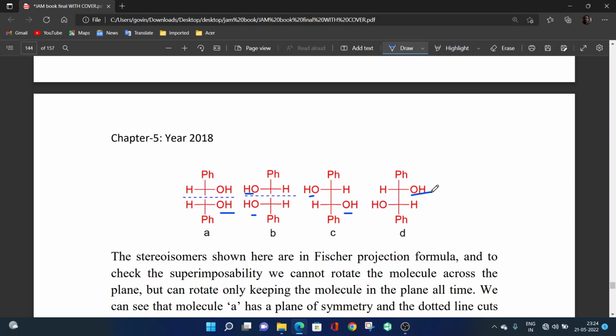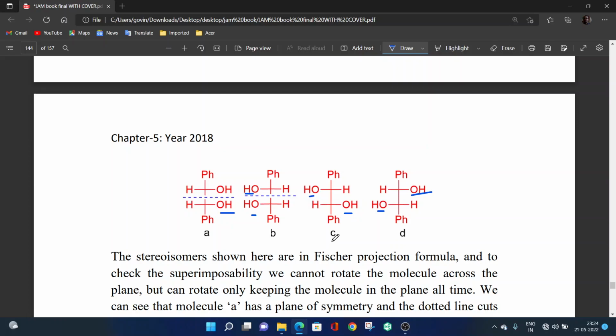Then top OH on the right and down OH on the left. These are the 4 possibilities. You can think for yourself, there is no more possibility, right? Now what is an enantiomer? An enantiomer is a pair of stereoisomers which are mirror images of each other but not superimposable.